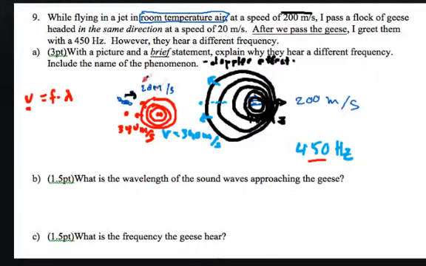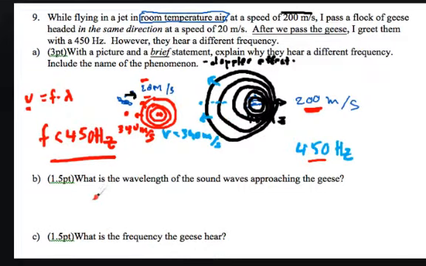Now, we've got this complication that we're traveling towards the waves at 20 meters per second, but that's not going to be enough to compensate for this 200. This is 10 times slower than this. So the frequency that the geese hear will be less than 450 hertz. Okay, what is the wavelength of the sound waves approaching the geese? Let's compute that.